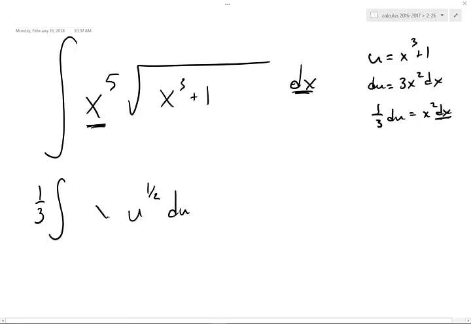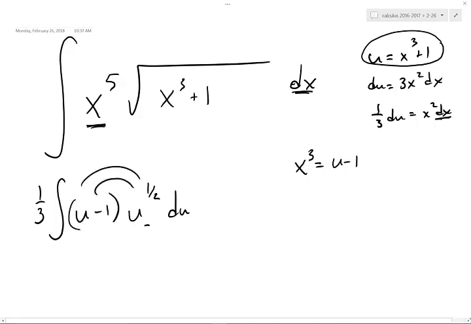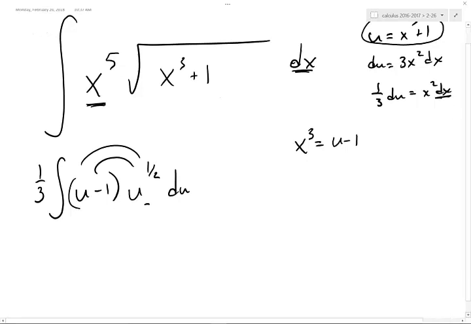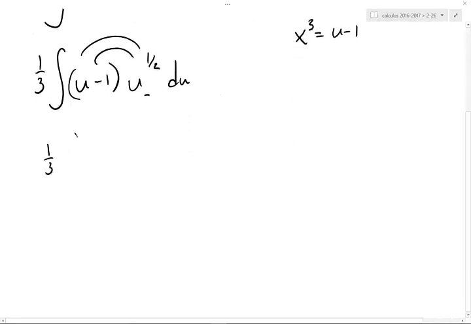Okay? That leaves me with an x cubed left over, right? Well, I can't have it like this, for goodness sakes. So I need to know what x cubed is equal to. From right up here, it's equal to u minus 1, correct? So that's what I'm going to do, and then I'm going to distribute. And I'm going to get 1/3 times u to the 3 halves minus u to the 1/2 du. And then let's see what happens.